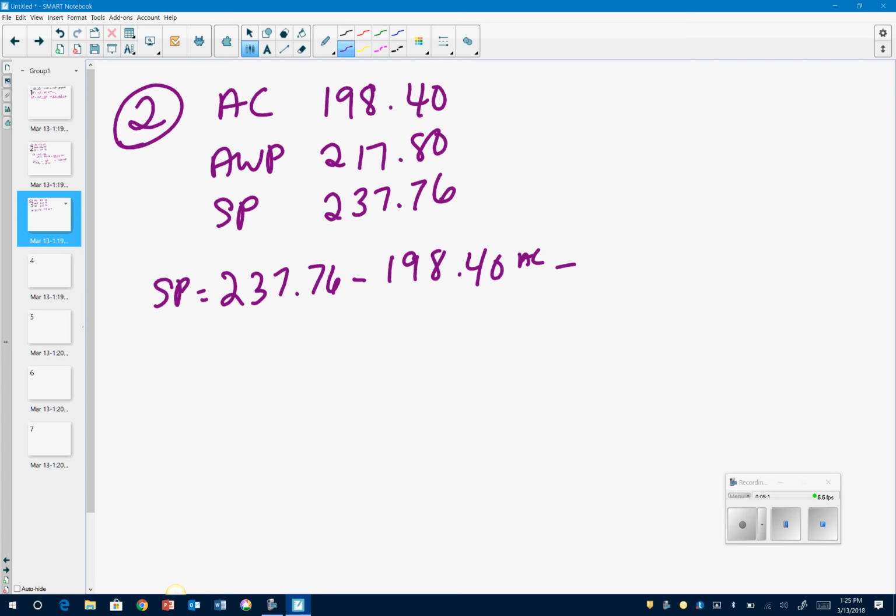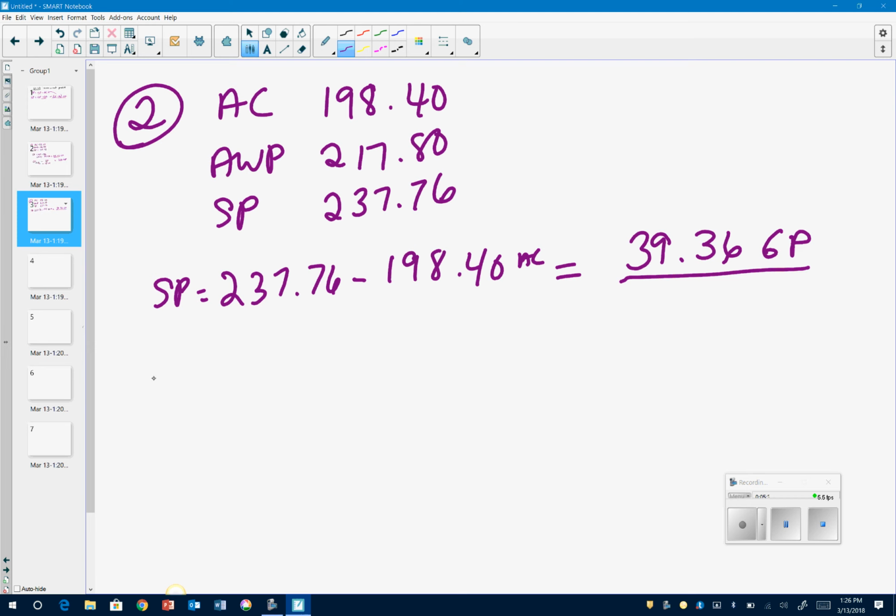I'm going to still put my little abbreviations there for you. So $237.76 minus $198.40 equals $39.36 for your gross profit. Okay, now to get your net profit, so there's your first answer.